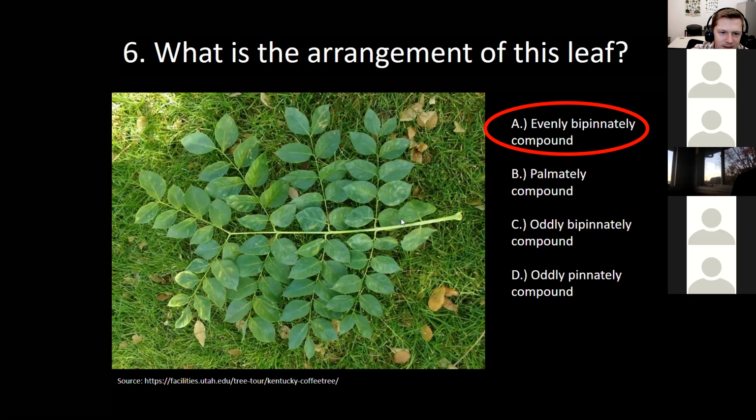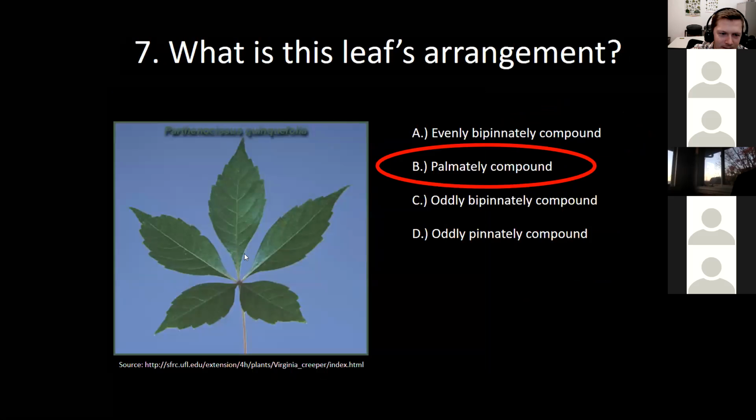But it is bipinnately compound because you've got basically that rachilla on the rachis. So it's basically a mini rachis and then even smaller leafules or whatever they call those, because this whole thing is a leaflet. And then these are leafules or something along those lines.